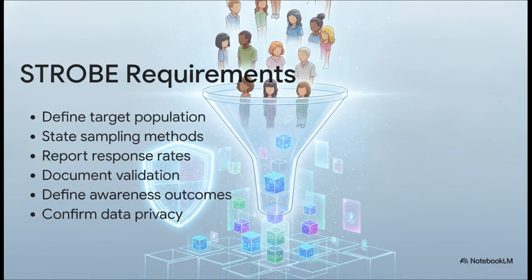Now, to actually survive scientific scrutiny, the faculty mandates something called STROBE principles, which is basically academic speak for absolute, unwavering transparency. Nazneen has to answer things like, who exactly is the target population? What are the precise response rates? And she definitely needs to confirm that data privacy was completely secure. I mean, think about it.